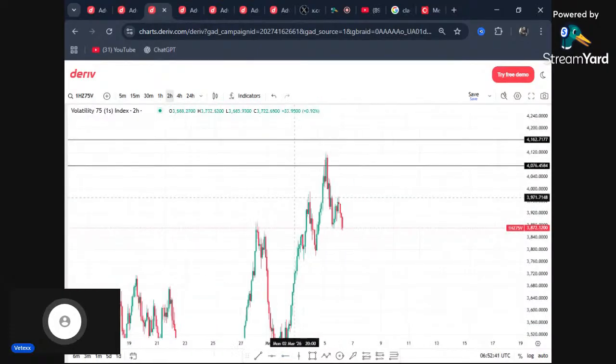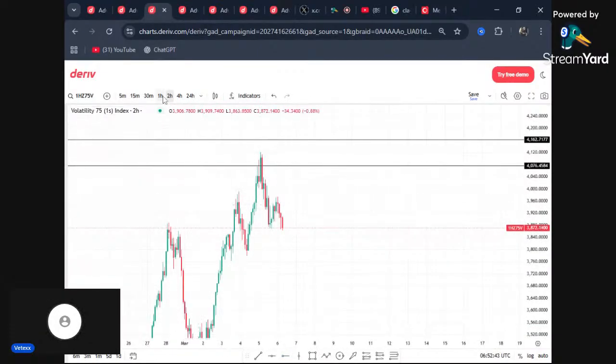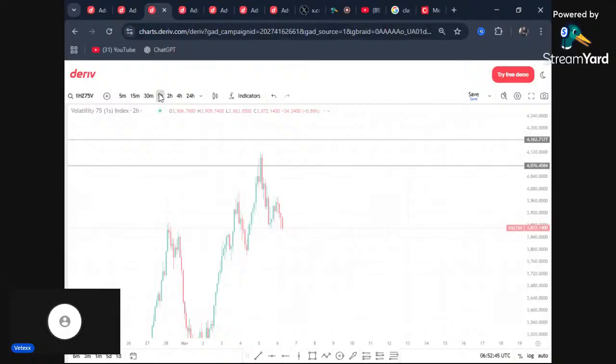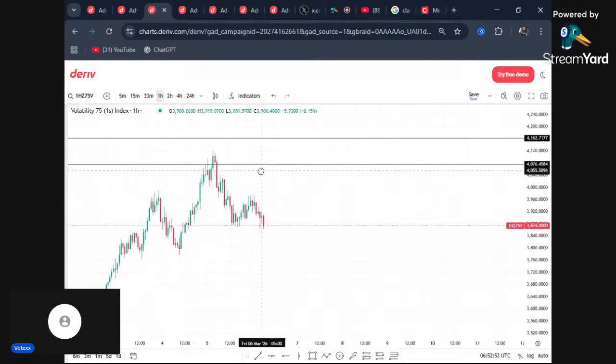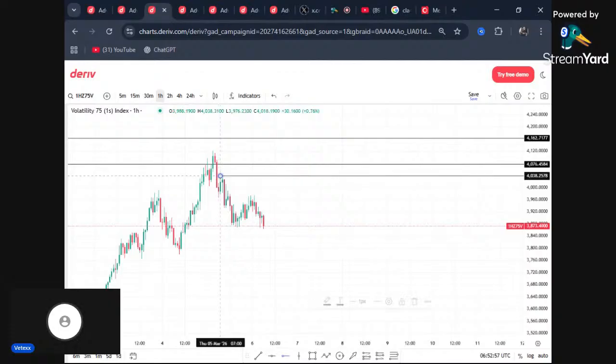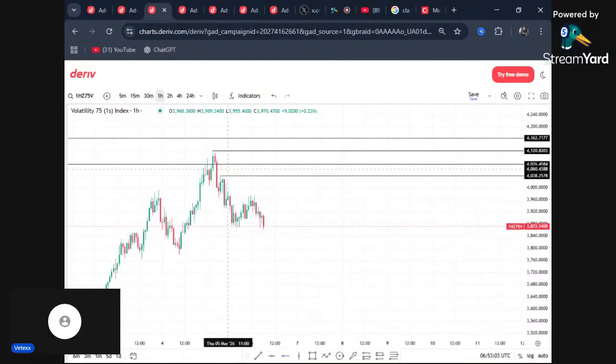We need it to take this out and give us continuation. So if you go to the 1-hour time frame, you will discover you have a protected high here, right? We have a structural liquidity here. So this is what we have as our continuation entry. We have this, and then we have a protected high right here. So this becomes our point of interest.